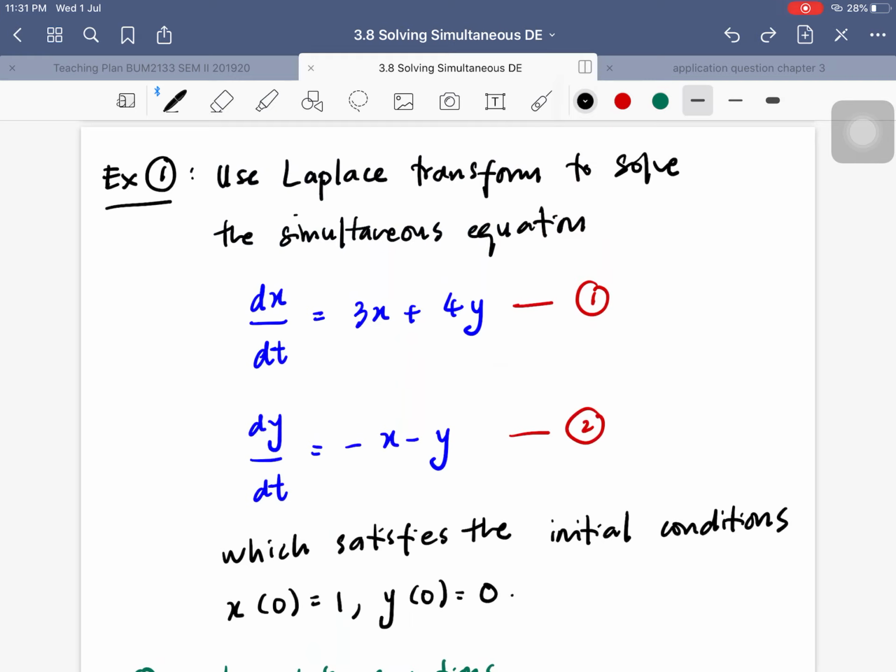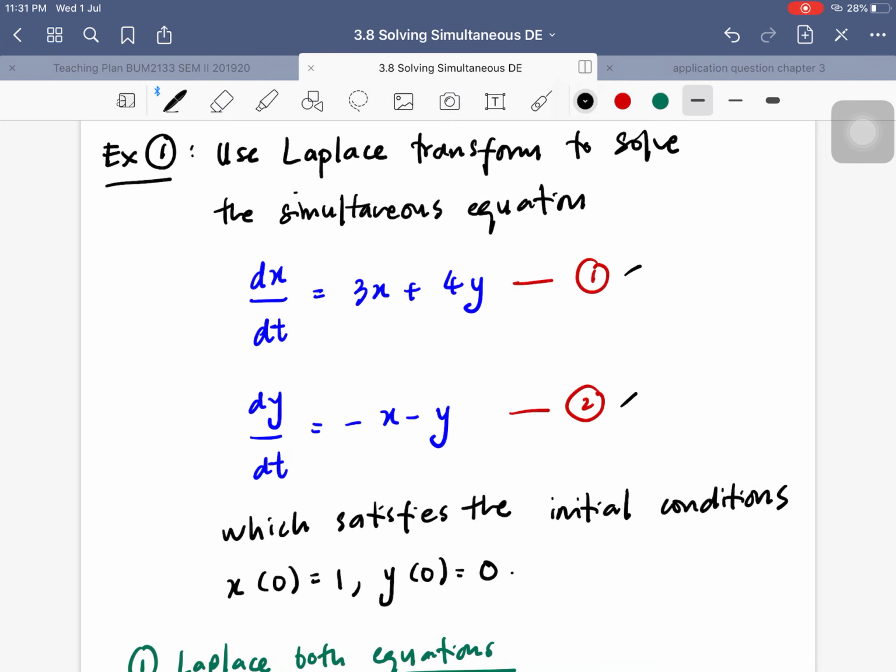I have 2 first order differential equations, dx over dt equals 3x plus 4y. And then I have dy over dt is equal to negative x minus y. So that is going to be my second equation. So step number 1. Okay, and don't forget about the initial conditions. So we have 2 initial conditions. The first one is x(0) equals 1 and y(0) equals 0.